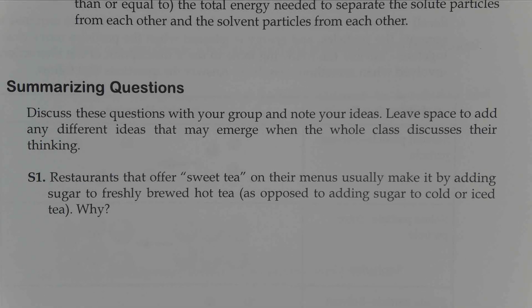Question number 1: Restaurants that offer sweet tea on their menus usually make it by adding sugar to freshly brewed hot tea as opposed to adding sugar to cold or iced tea. Why? The whole reason for that is you can dissolve more sugar into hot tea, or the dissolving happens quicker in hot tea. From a particle level, we imagine that in hot tea, the particles are moving much more rapidly. And so when you dump some sugar into that, the particles of tea are going to break up those sugar particles faster and distribute them throughout the liquid.